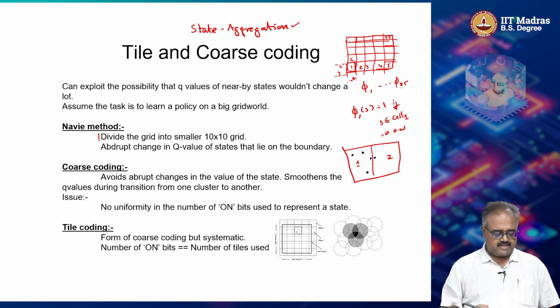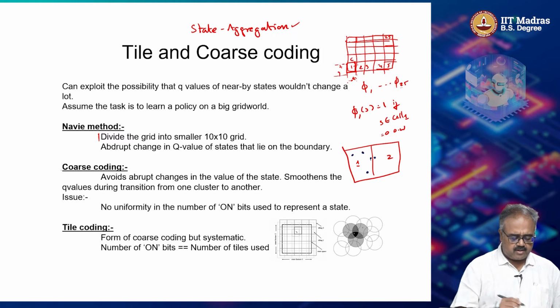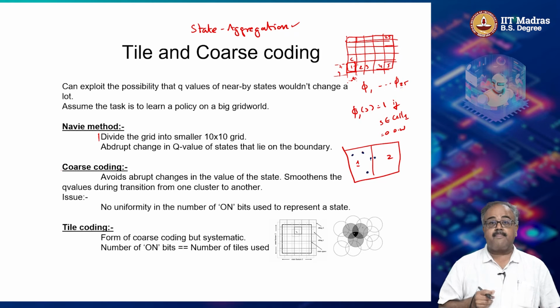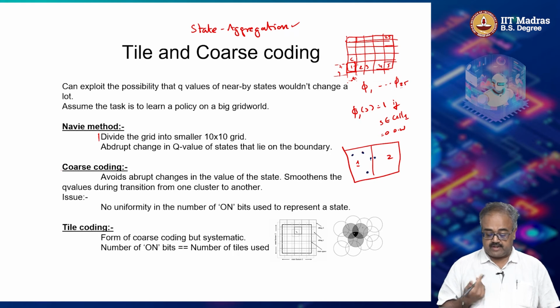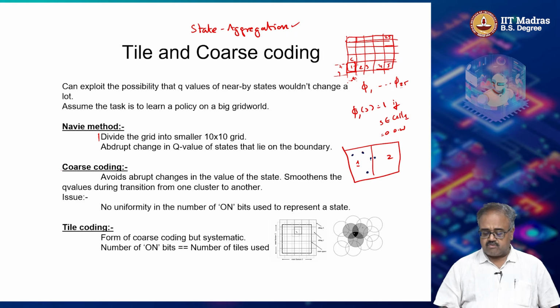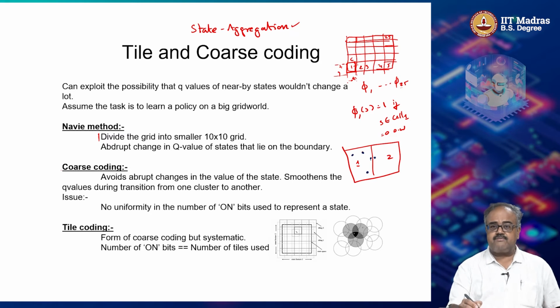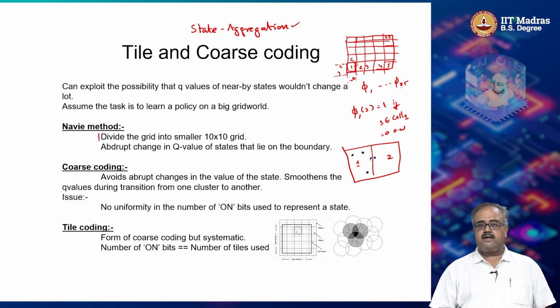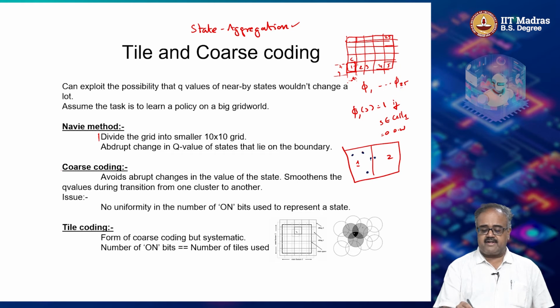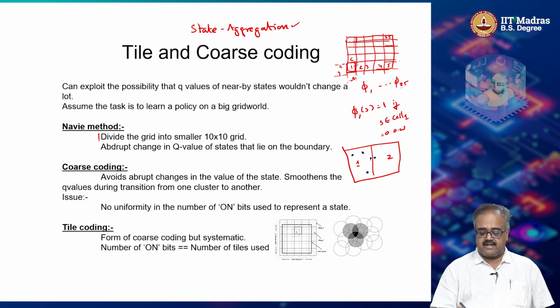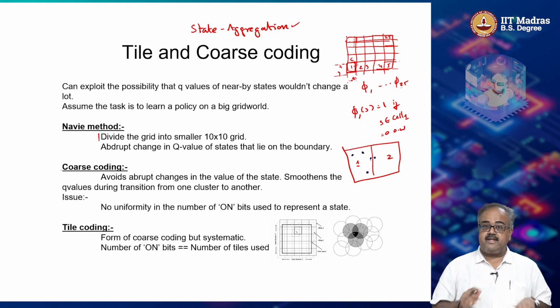So how do we change that? The idea is to use something called coarse coding. So what does coarse coding do? Instead of doing this kind of disjoint discretization of the state space, so what have we done here? We have done a disjoint discretization. We have just divided this into cells, and cell 1 and cell 2 do not have any overlap, they are disjoint.